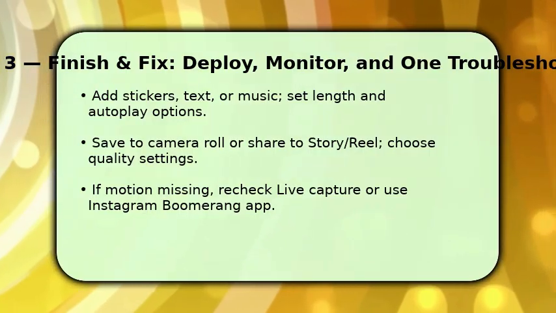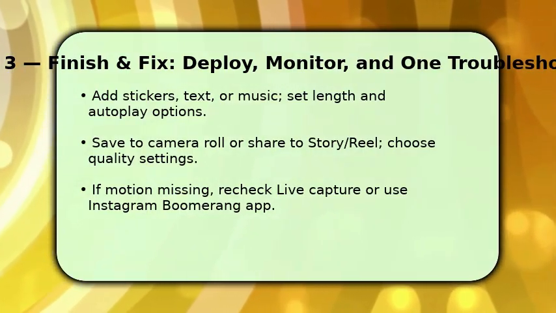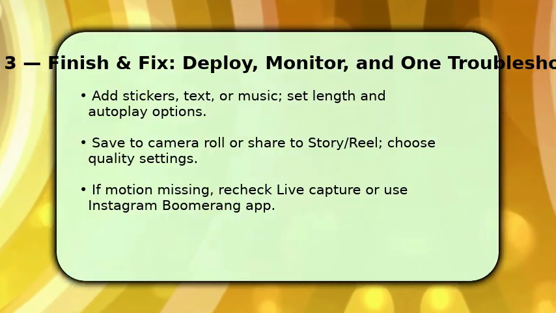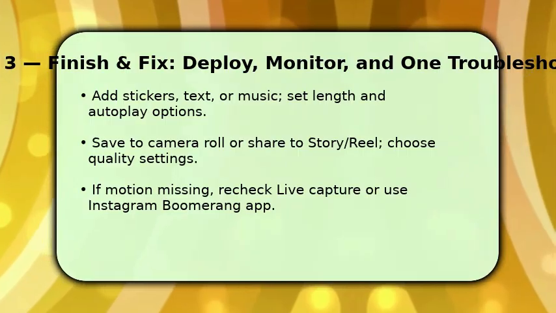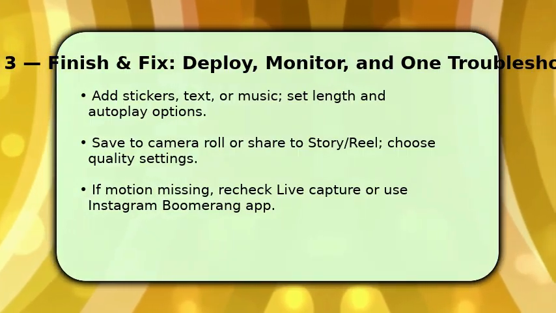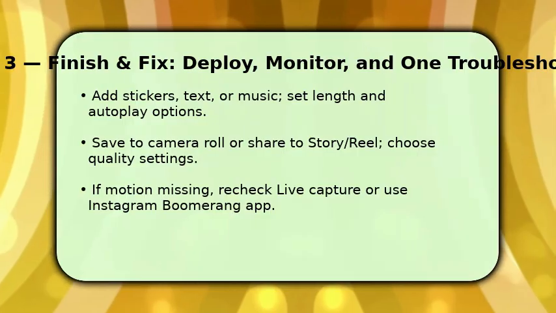If you don't see motion, check that the original was recorded as a live photo and not exported as a still. When necessary, recapture with Live On or use Instagram's standalone Boomerang app to recreate the loop. This troubleshooting tip fixes most failures quickly.